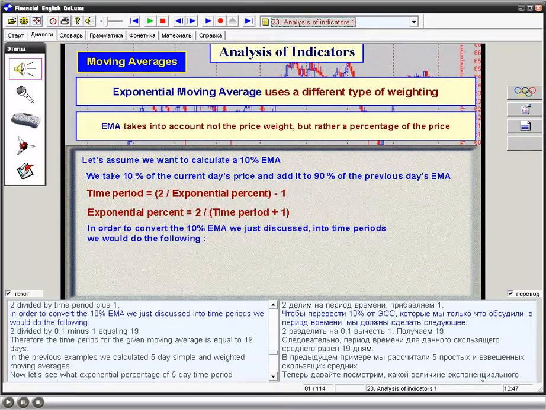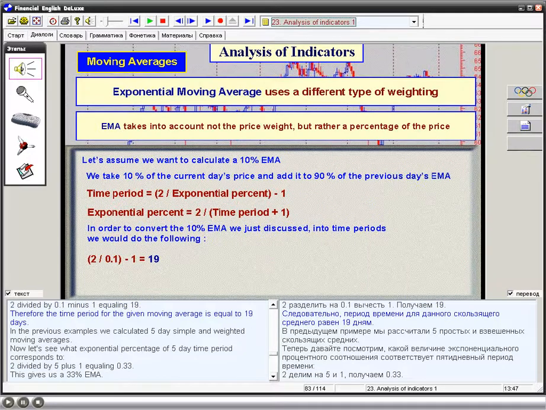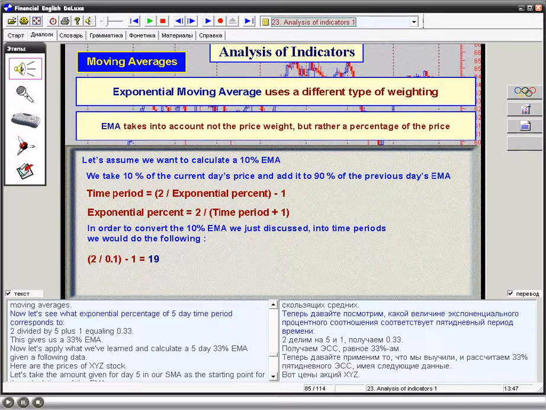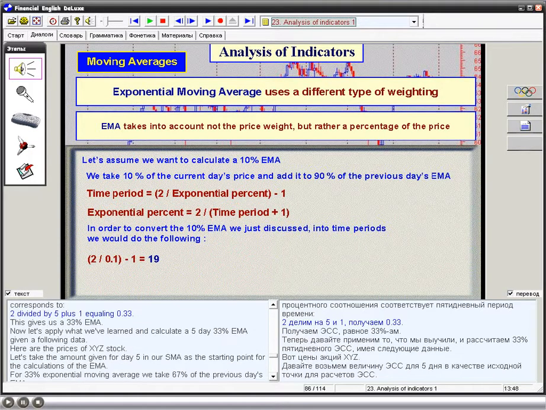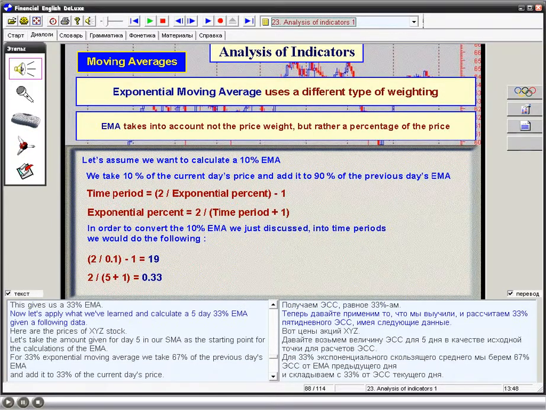In order to convert the 10% EMA we just discussed into time periods, we would do the following. 2 divided by 0.1 minus 1 equaling 19. Therefore, the time period for the given moving average is equal to 19 days. In the previous examples, we calculated 5-day simple and weighted moving averages. Now let's see what exponential percentage a 5-day time period corresponds to. 2 divided by 5 plus 1 equaling 0.33. This gives us a 33% EMA.